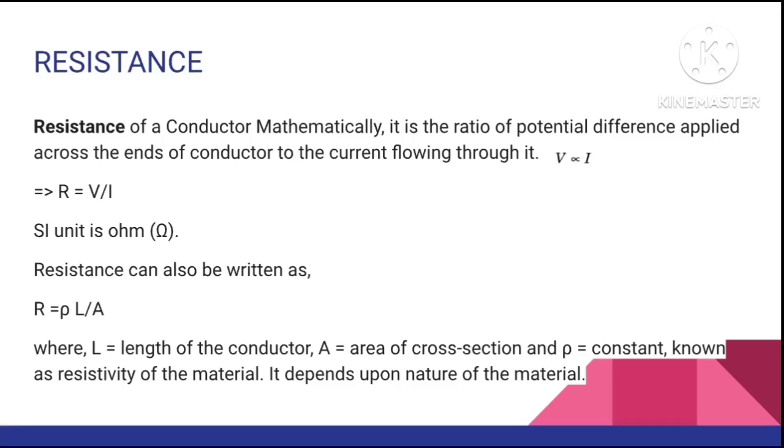Resistance depends upon a few things of the conductor: it depends upon the length of the conductor, it also depends upon the area of cross section of the conductor, and it also depends on the nature or the material of the conductor, which is called rho, the resistivity of the material.